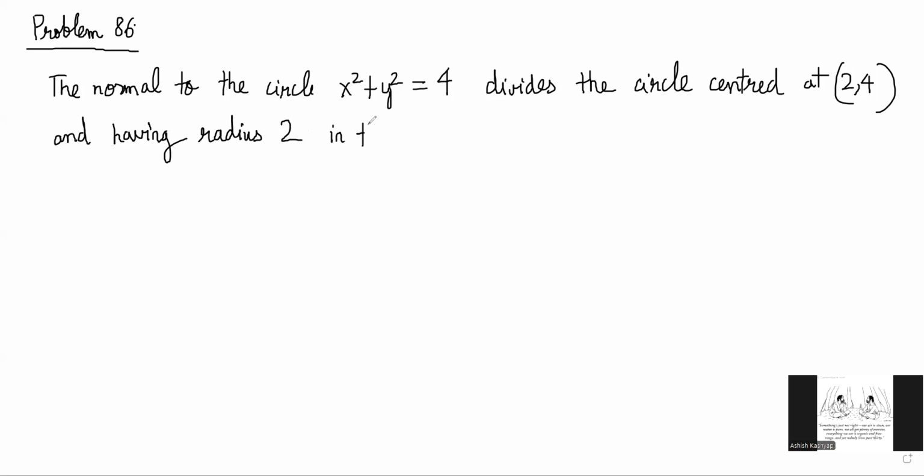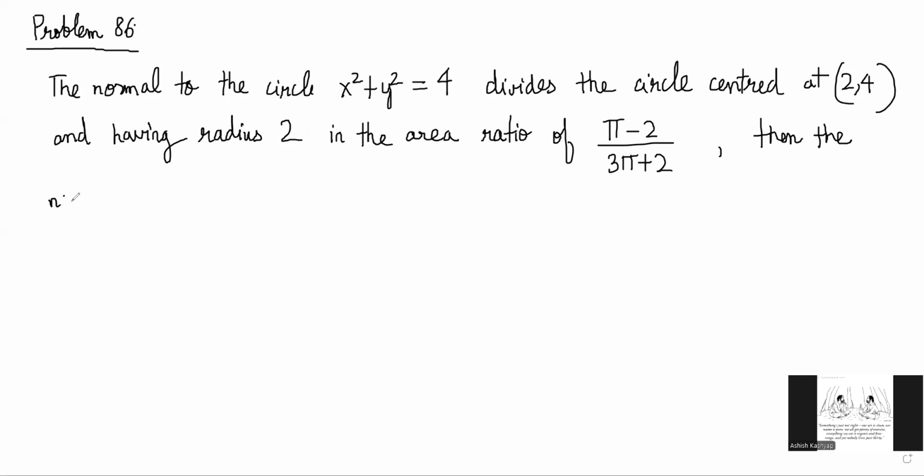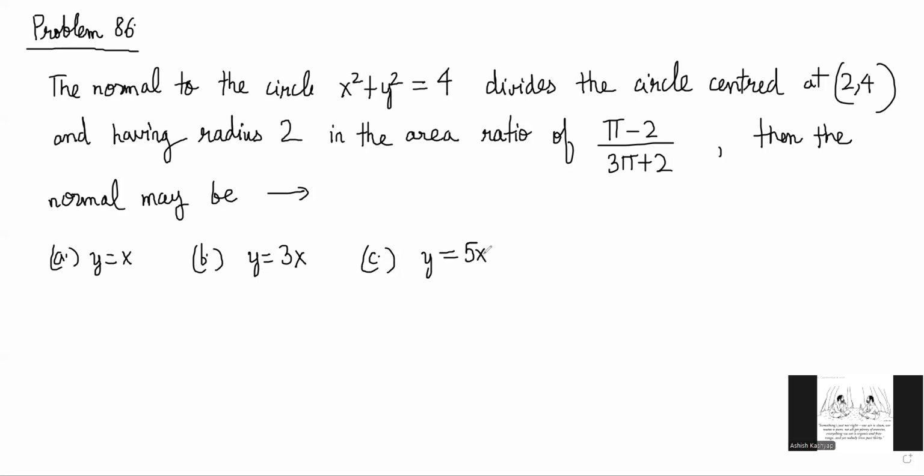in the area ratio of pi minus 2 by 3 pi plus 2, then the normal may be which of the following equations? We have to find the equation of the normal here. It could be y is equal to x, it could be y is equal to 3x, y is equal to 5x, and y is equal to 7x. These are our options. So let's think about it.